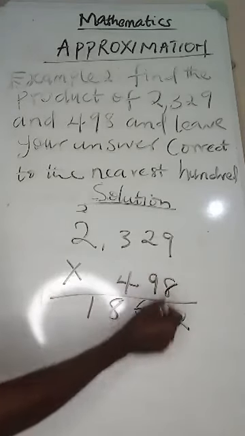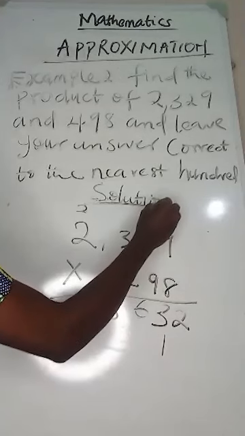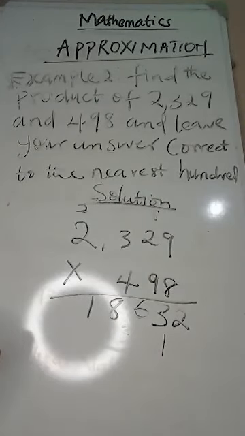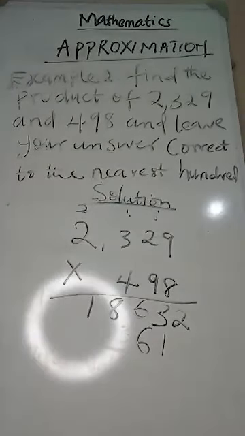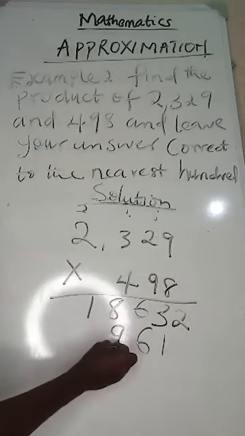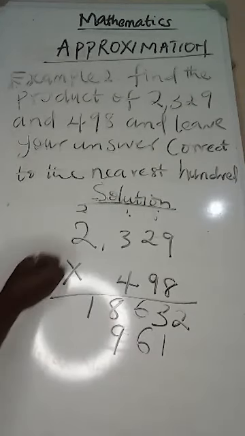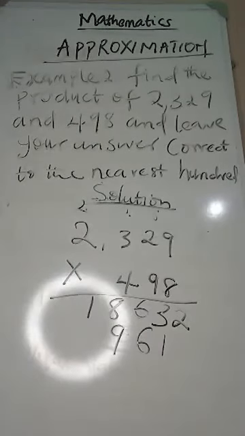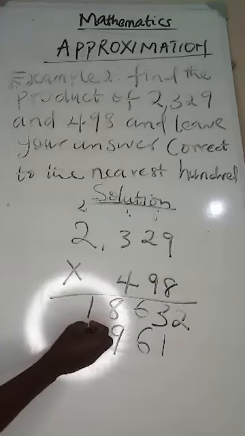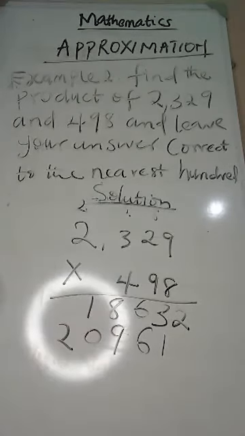Now 9 times 9 is 81. We carry 8 over. 9 times 2 is 18, 18 plus 8 is 26. Write 6, carry 2. 9 times 3 is 27, 27 plus 2 is 29. Carry 2 over. 9 times 2 is 18, 18 plus 2 gives us 20.